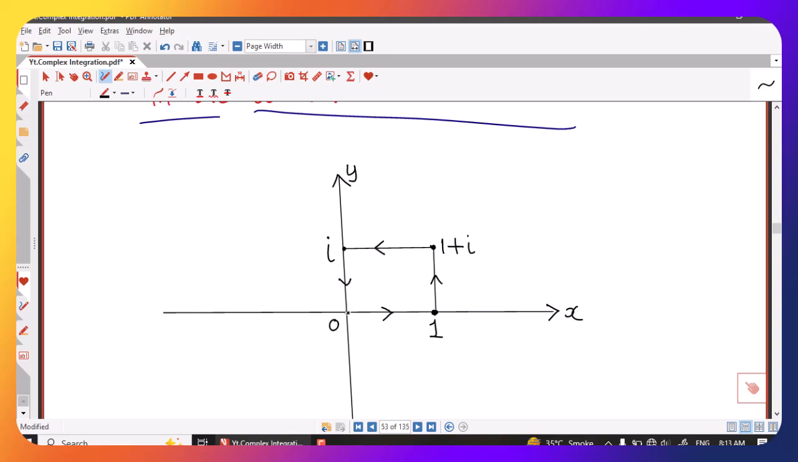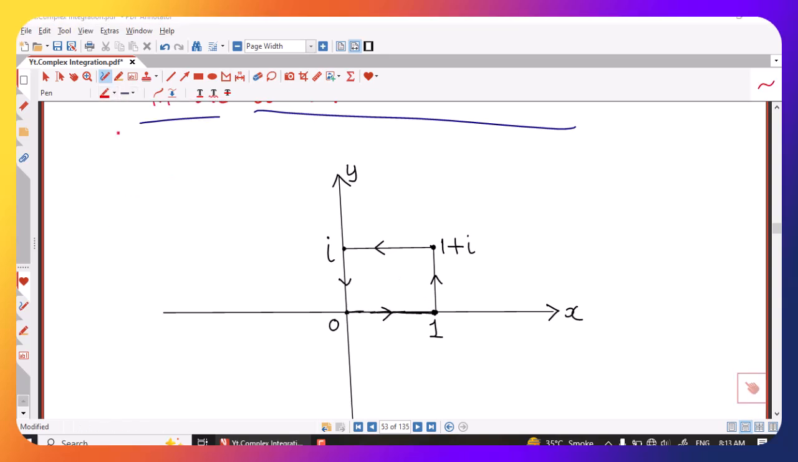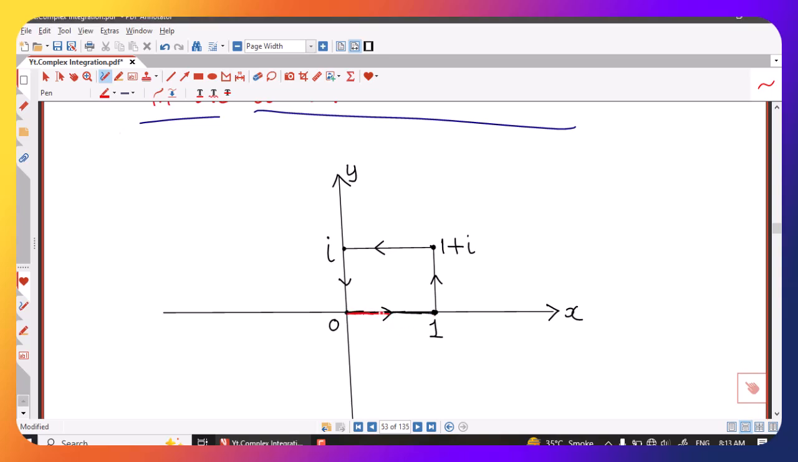So our contour is the boundary of this square with these four vertices, and we can see now we have four line segments or sides of this square, and along each side we have different equations. If we consider this line segment along the x-axis, then we know that along the x-axis y is 0, so this will be represented by y equal to 0, and x is from 0 to 1. So here we can write that the equation is y equal to 0, x lies between 0 and 1.